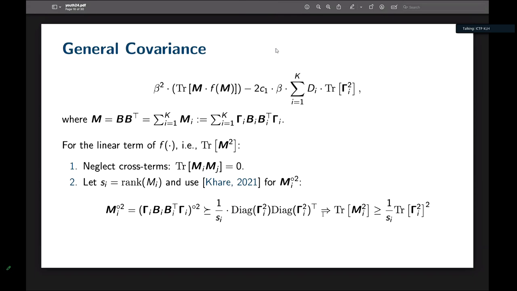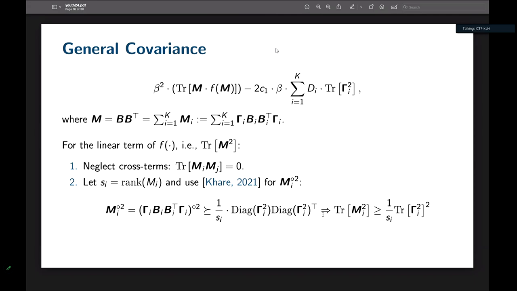Now, this allowed us to control everything in f except the linear piece. And now, for the linear piece, the idea is the following. Well, the cross terms in the sum, we can just make them vanish because it's the trace of two PSD matrices, so it's not negative. We can just say, well, it's zero.